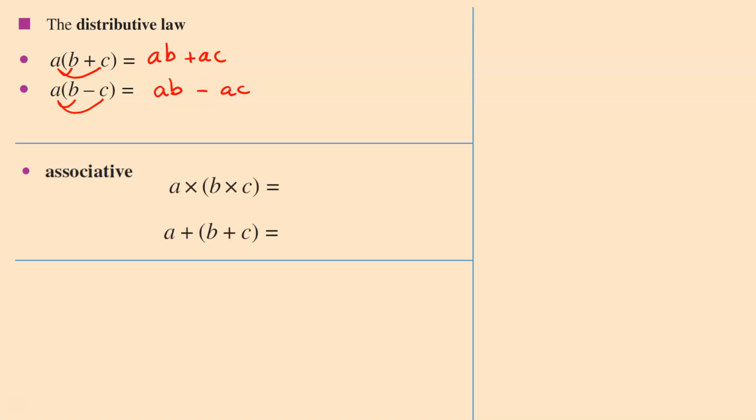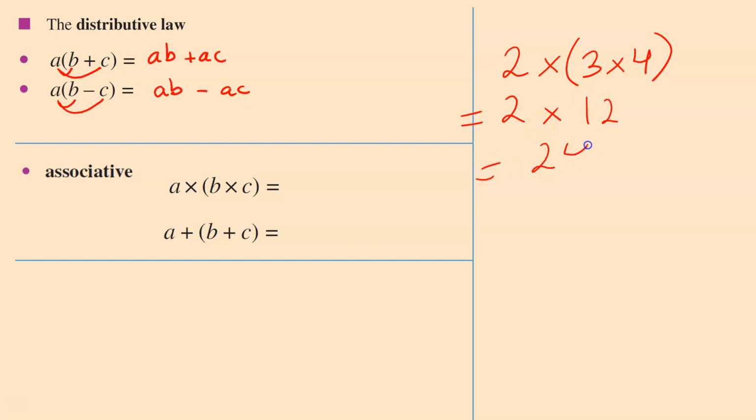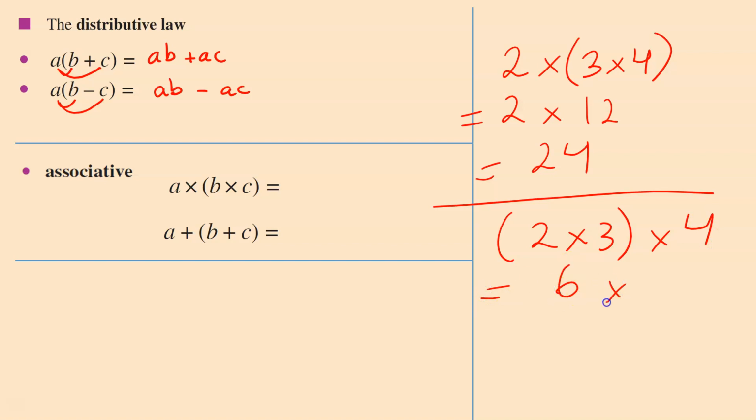Okay, next one now, the associative law. Now let's do a little example here with our numbers and see if this makes sense. If I gave you, say, 2 times 3 times 4, if you were to do the brackets first, you would do 2 times, well, 3 times 4 is 12, and you'd end up with 24. Okay, what would happen if we had done this instead? 2 times 3 first, and then times 4. 2 times 3, 6, times 4 gives us 24.